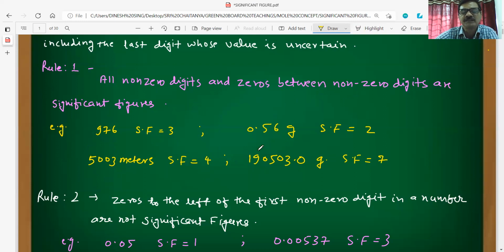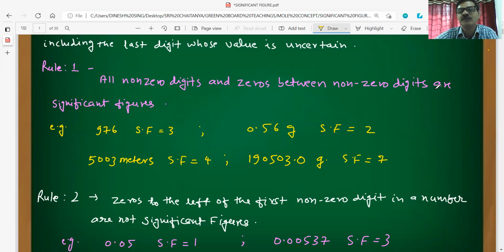Now we consider this number 190.530. So after the decimal point, this zero will be counted as a significant figure. So total significant figures here are 1, 2, 3, 4, 5, 6, 7. Significant figures are 7.